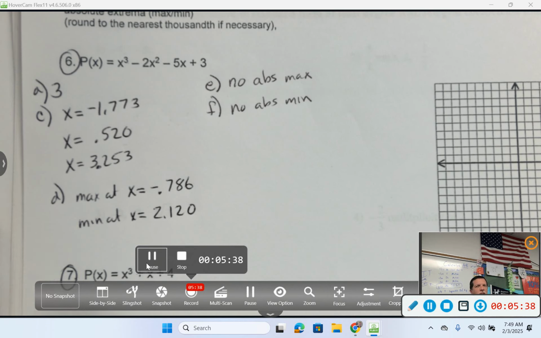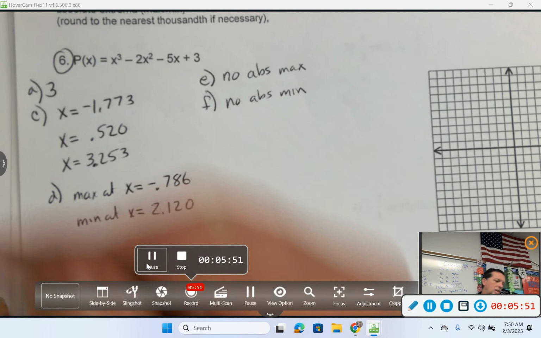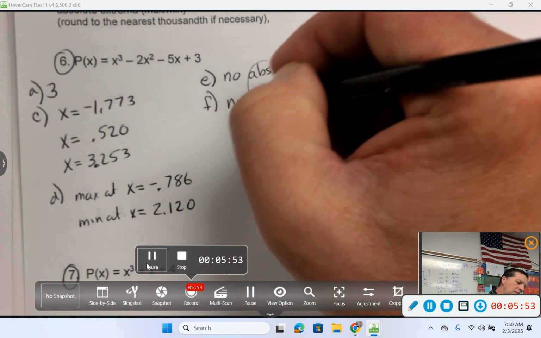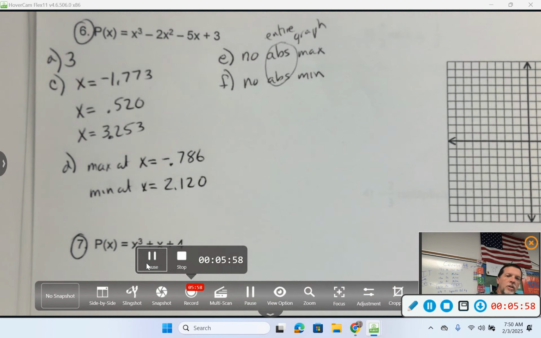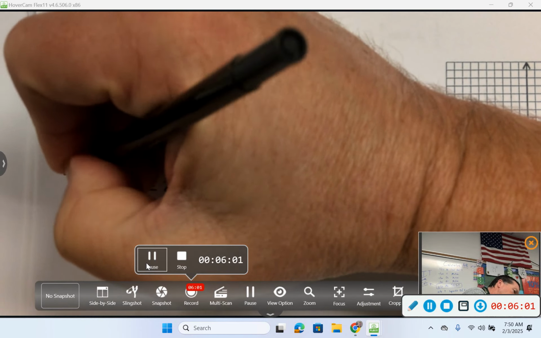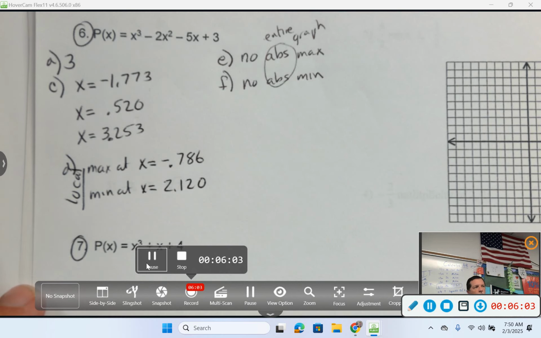Now, that's a little bit tricky maybe because in part D we said there's a max and a min, and then in E and F we said there's no max and no min. So what's the difference between part D and parts E and F? Okay, absolute means entire graph. A good word that we use in calculus is local maximums and minimums. So in their neighborhood, there's a mountain at that max and a valley at that min. It doesn't mean it's the biggest mountain or smallest valley, but it's a local max or min.